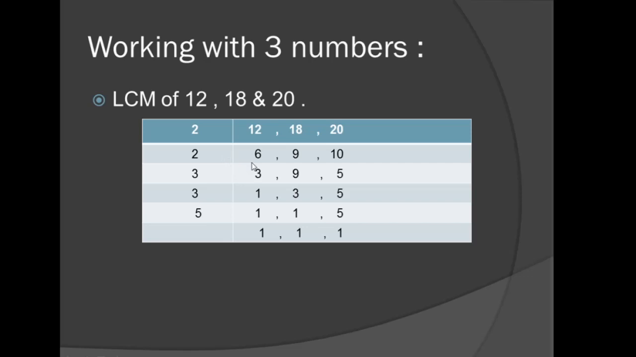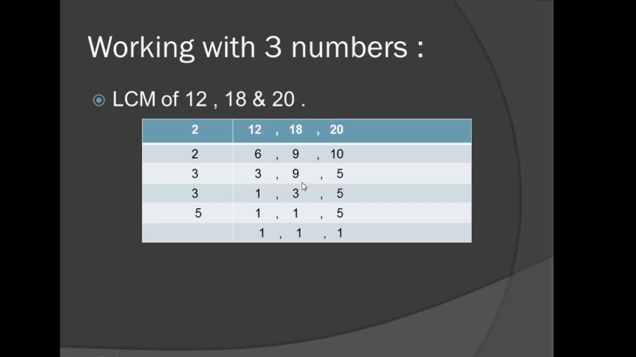So 2 times 3 is 6. I can't divide 9 by 2, so 9 will be as it is, and 2 times 5 is 10. Okay, now I have 3, 9 and 5. There is a need to work out again, so what I did is take 3 as a common factor. So 3 times 1 is 3, and 3 times 3 is 9. So 5 will be as it is.